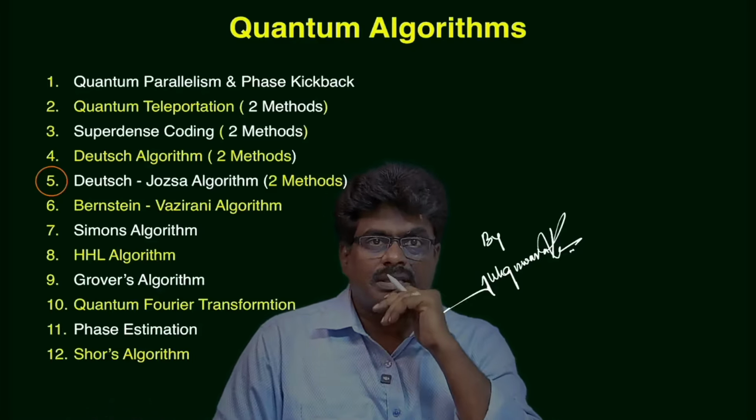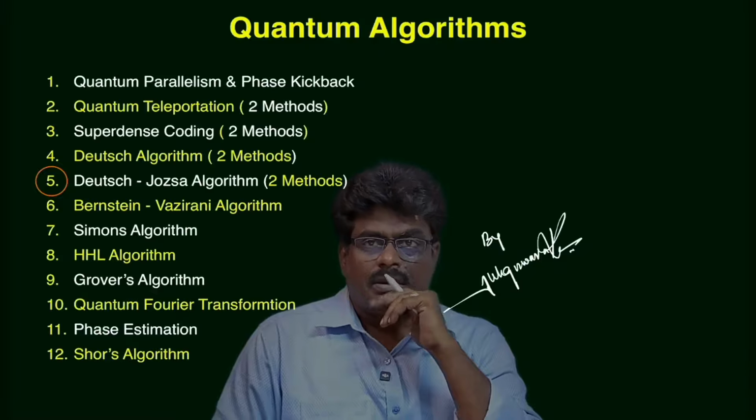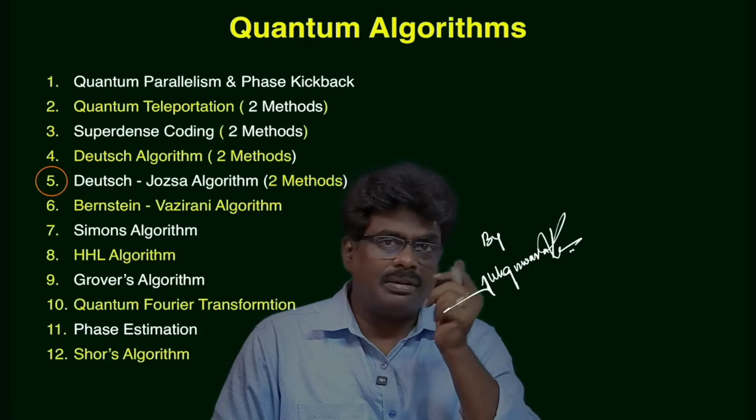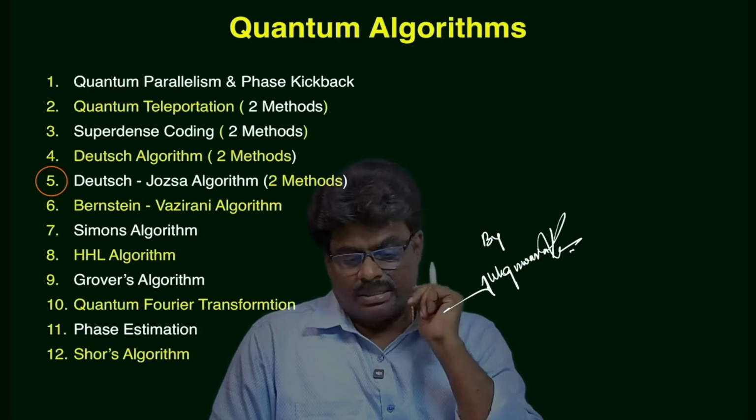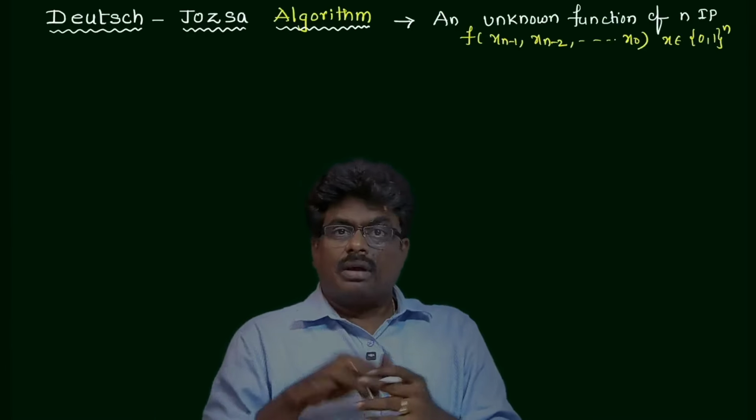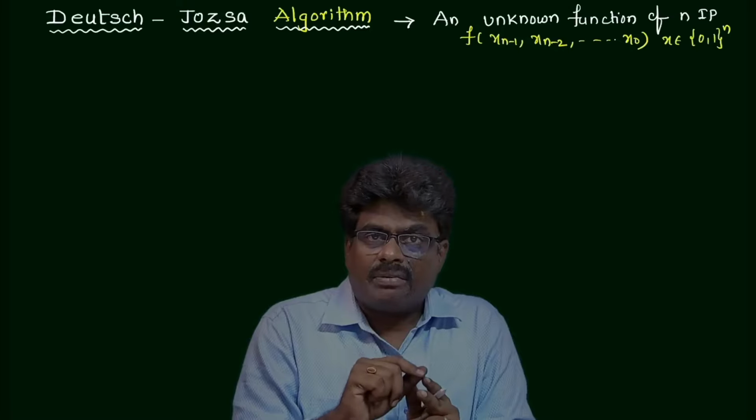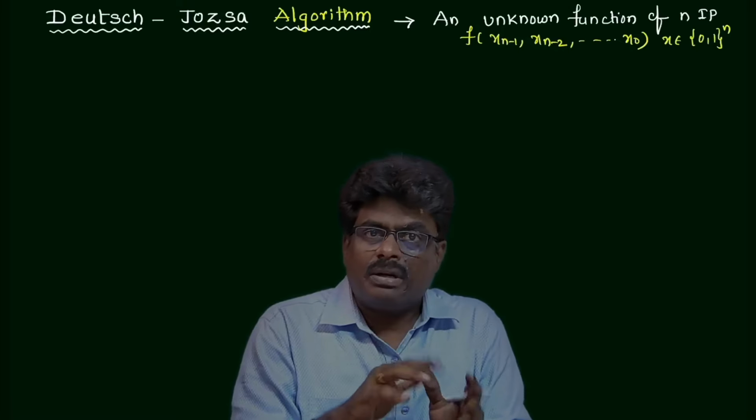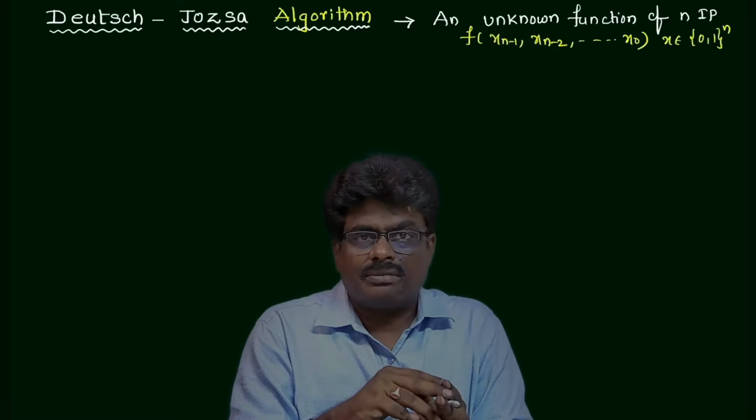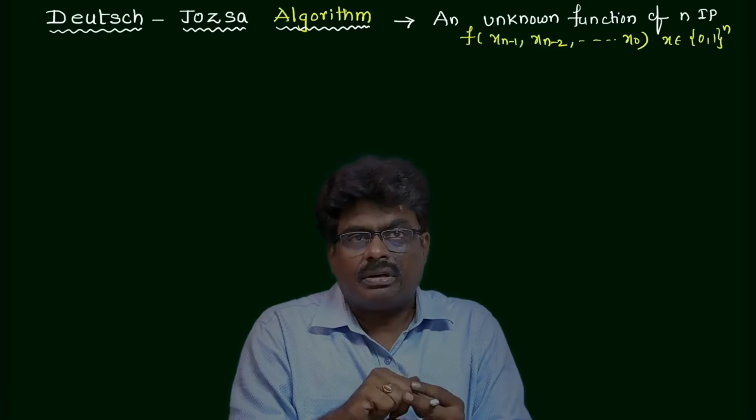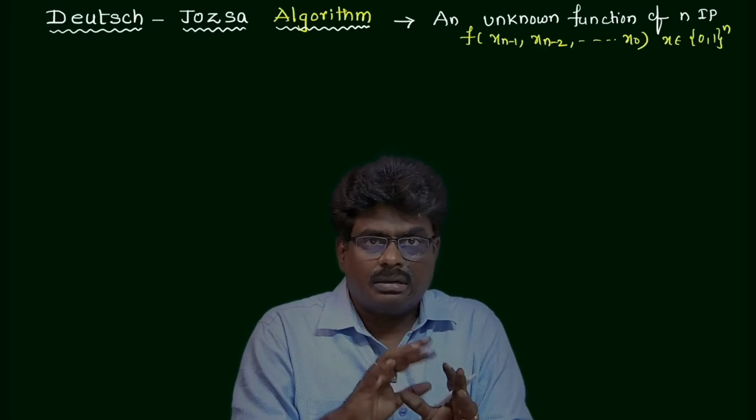So here we are discussing quantum algorithms. In this fifth part, I'm going to discuss the Deutsch-Jozsa algorithm. So what is this algorithm? Earlier in the Deutsch algorithm, we have a function which has inputs 0 and 1 and output is f of 0 and f of 1. But in this algorithm, we have n number of inputs. So that's the one difference.